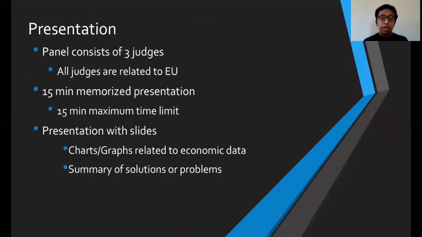So this panel will consist of 3 judges, all of which are related to the European Union. For example, one judge may act as the acting representative of the United States to the EU. Another judge could be a lawyer for the European Union. As I mentioned earlier, there is a firm 15-minute presentation that has a very strict time limit. This presentation must be memorized, as you cannot bring a script or notes with you to the presentation.